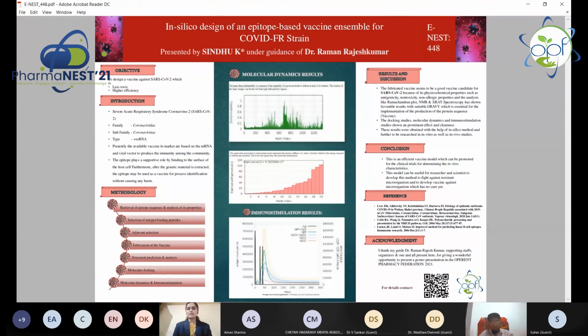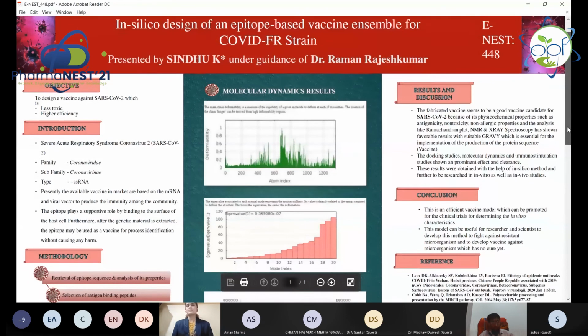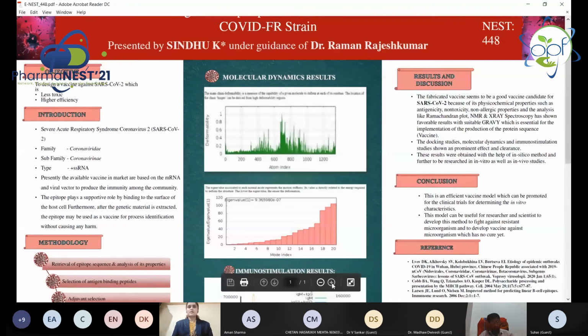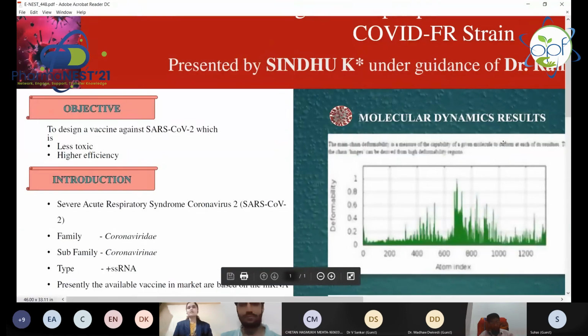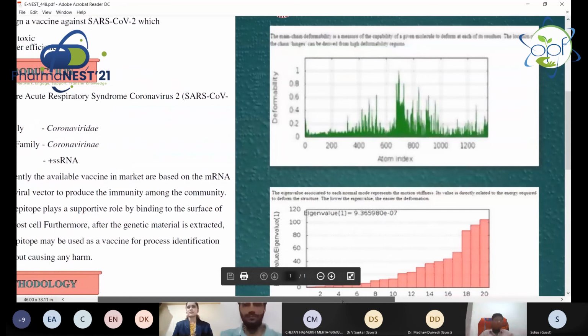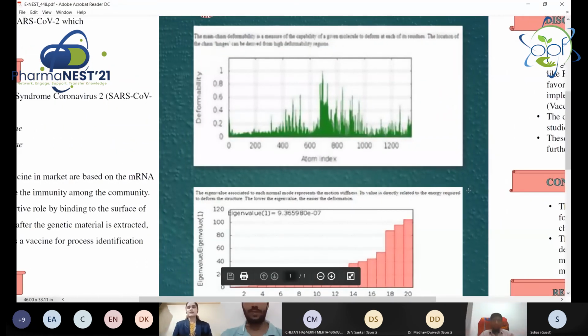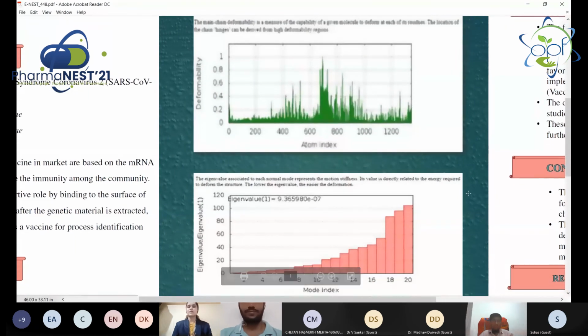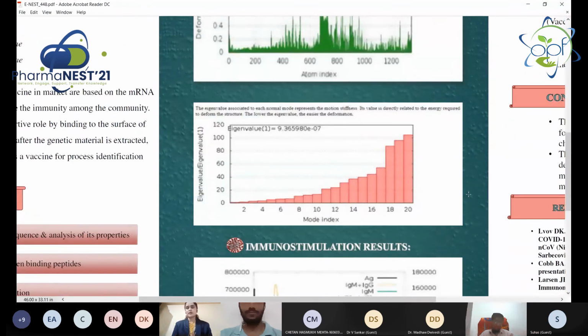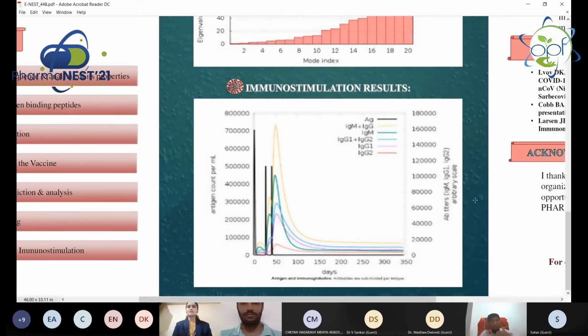Here in the pictures, I request you to zoom in. Here, the molecular dynamics: first, the deformability studies have been done, and then the eigenvalue. The eigenvalue represents the energy required for the deformability of the structure. And then the immunostimulation: the antigen count per ml, and the IgG, IgM, IgG1, and IgG2 have been studied by using the software.